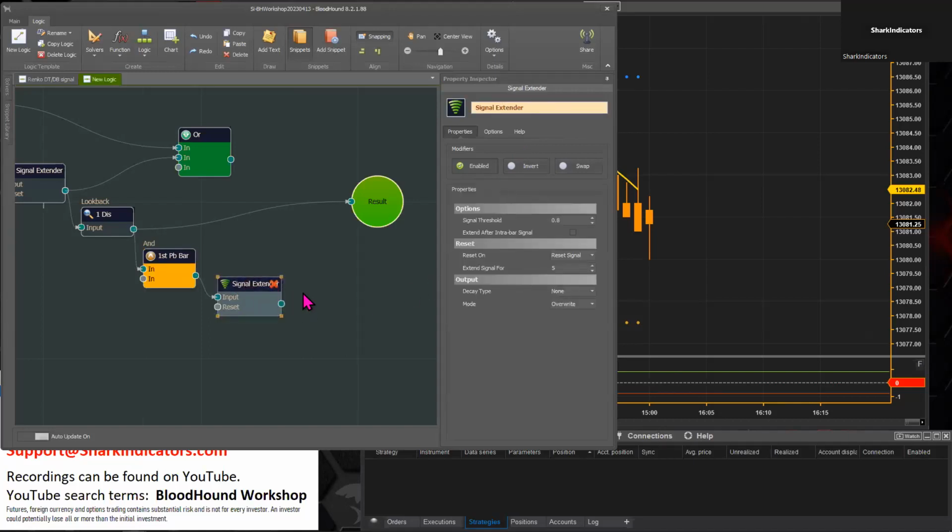And so now we need another signal extender. Let's say, I can't imagine needing more than 5 bars to get back there. I'll reduce it down to 4 for now. And of course, you can always increase the number of bars if you find out later that you need more bars for the pullbacks to occur. So let's just call this 4 bar for now. There we go.